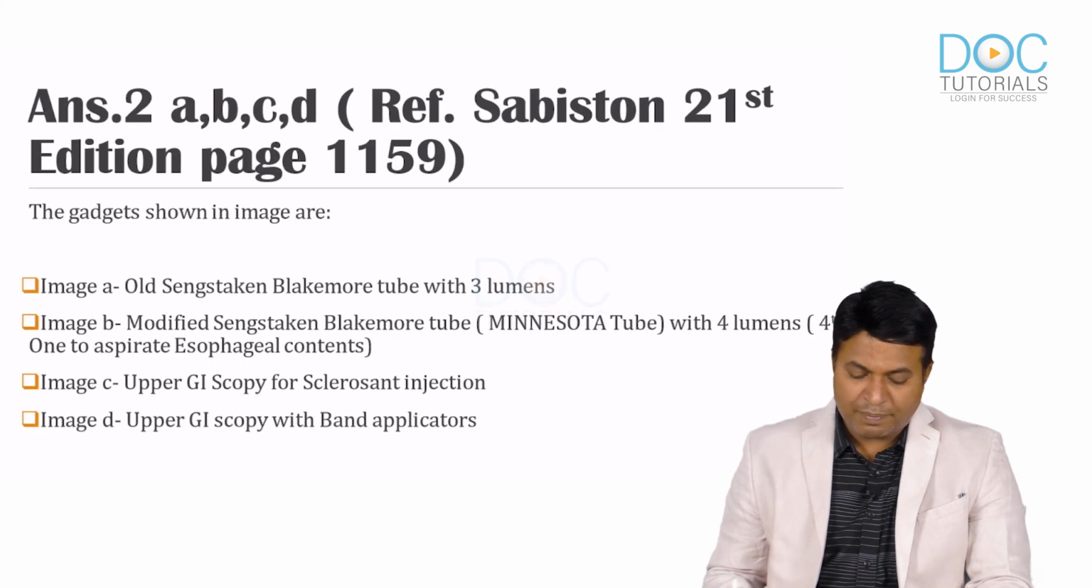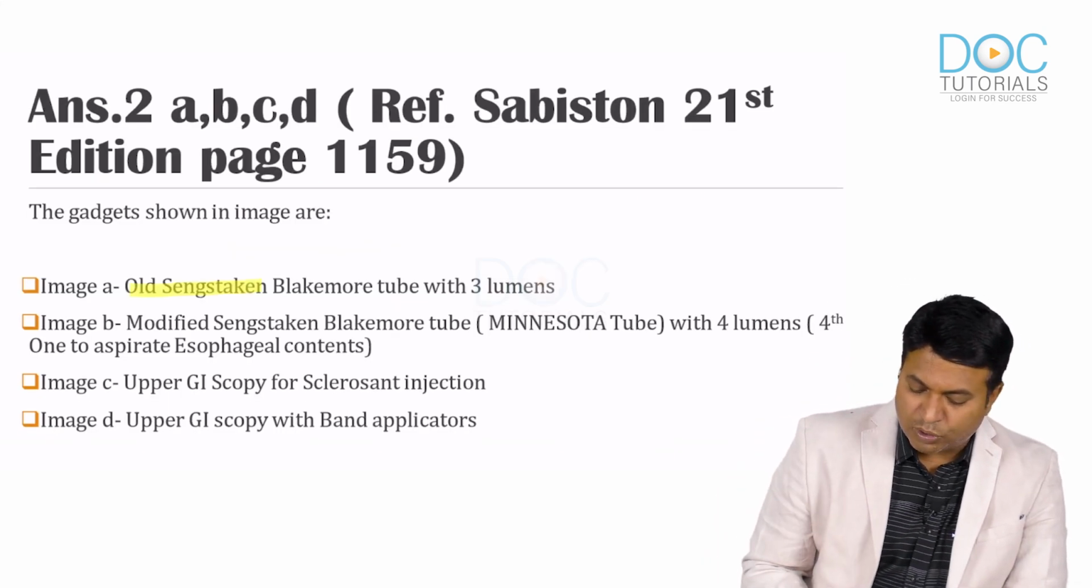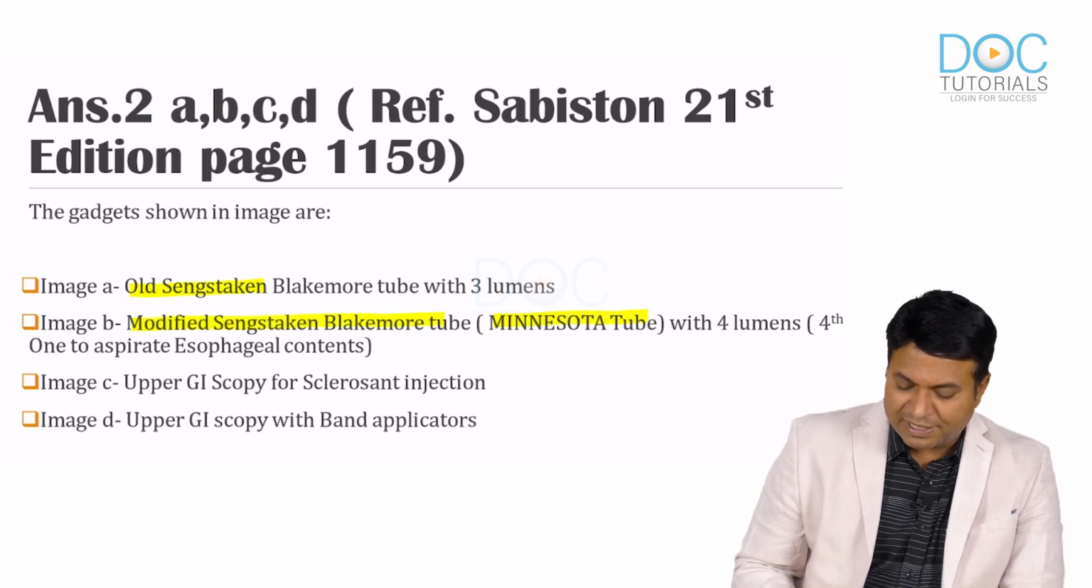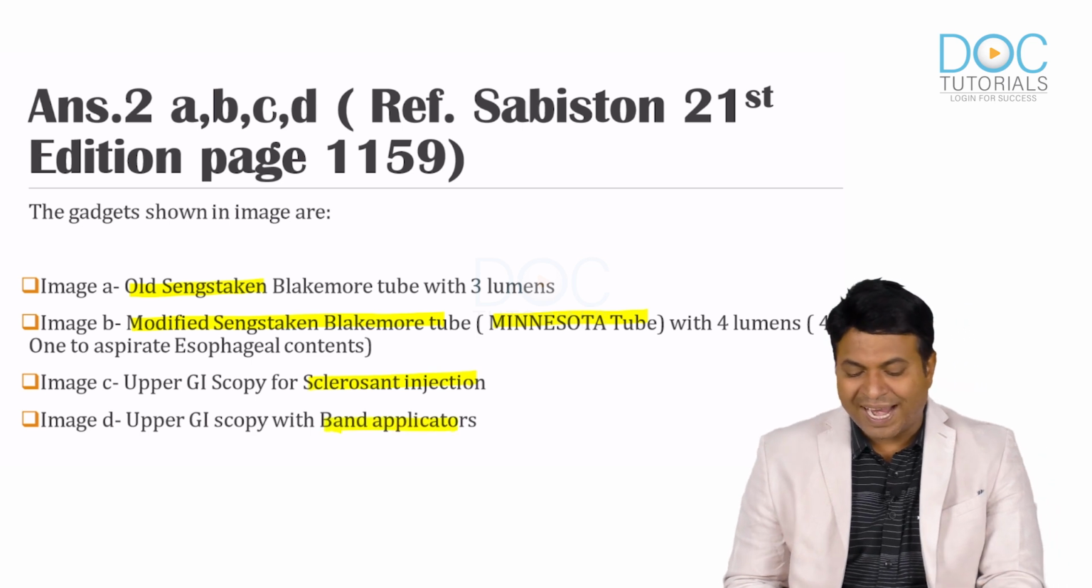Please don't forget. Image A is an old Sengstaken-Blakemore tube. B is a modified Sengstaken tube, also known as the Minnesota tube. Image C is for sclerosant. Image D is for band application.